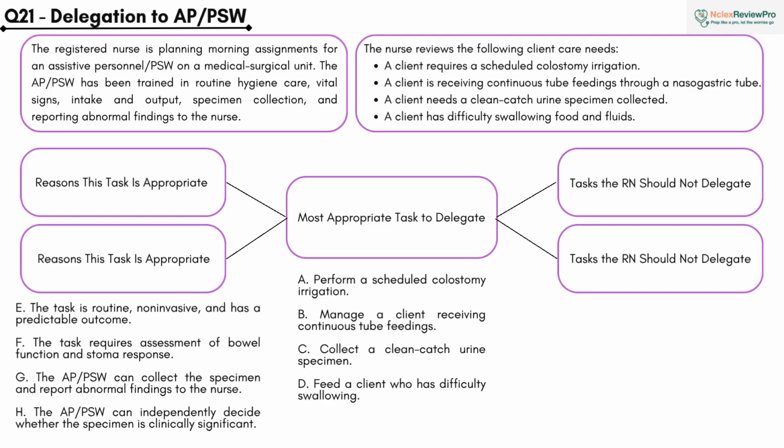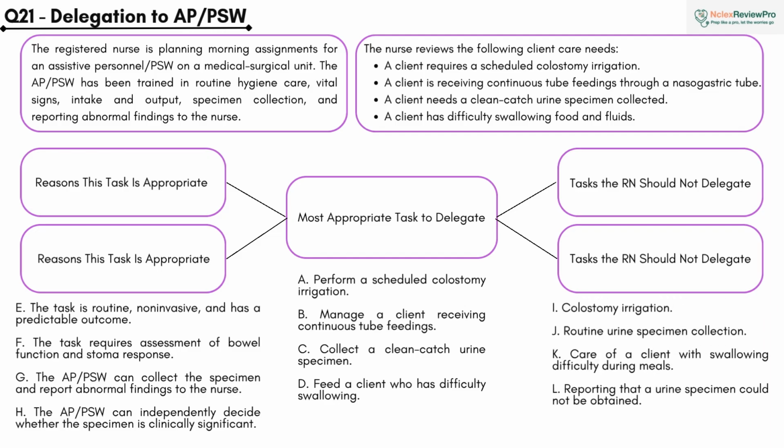For the tasks the RN should not delegate, the options are: Option I, colostomy irrigation. Option J, routine urine specimen collection. Option K, care of a client with swallowing difficulty during meals. Option L, reporting that a urine specimen could not be obtained. Take a moment and think about your answer.